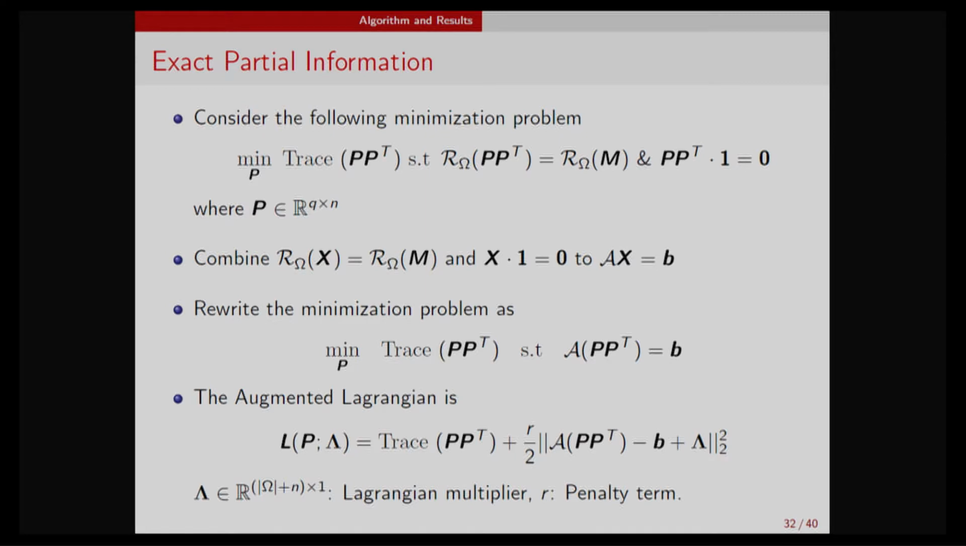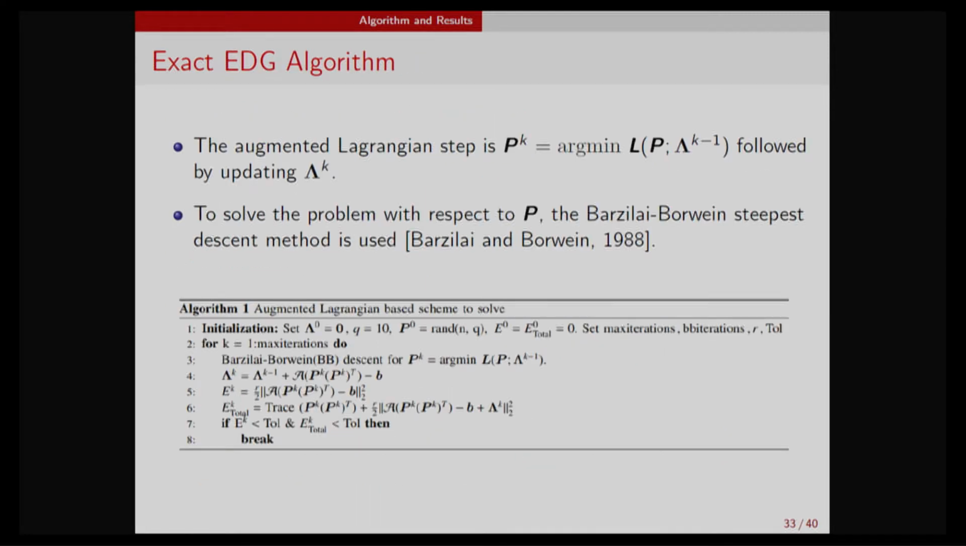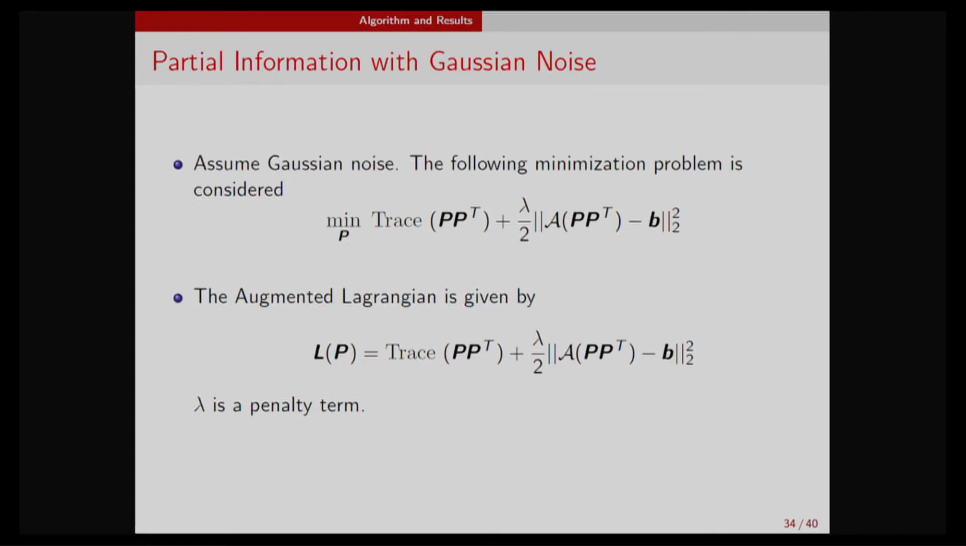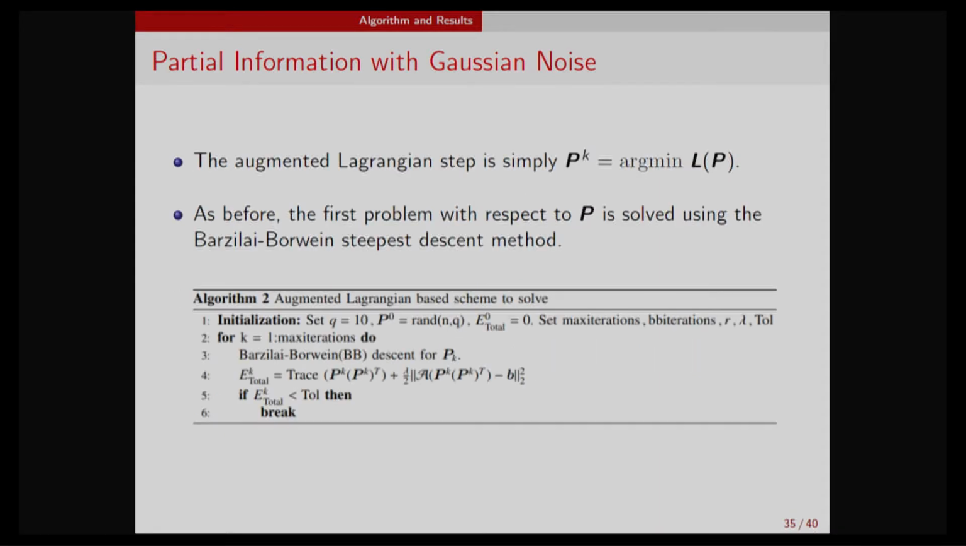We use the augmented Lagrangian method, and we basically have two steps. You could solve this in many ways, but the way we solve it is we use the Barzilai-Borwein gradient descent method, followed by just updating the parameters. We assume that if the distance entries are corrupted with Gaussian noise, you can also consider this problem. Now, this is no longer exact. With that, the same setup as before with the augmented Lagrangian, with lambda as a penalty term, can be given, and the same algorithm with slight modifications can be applied.